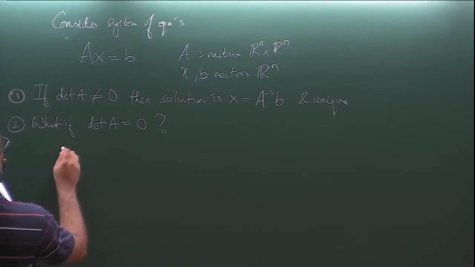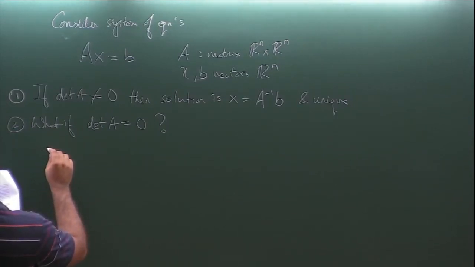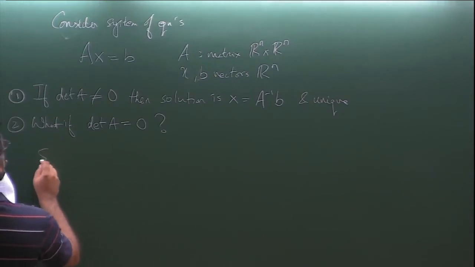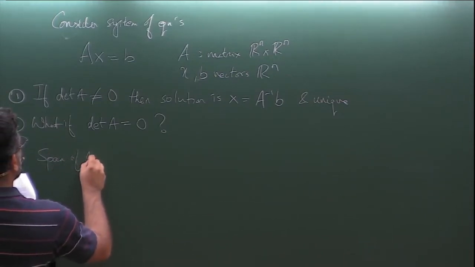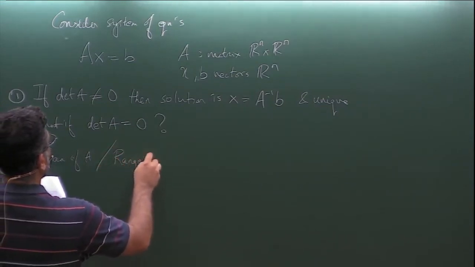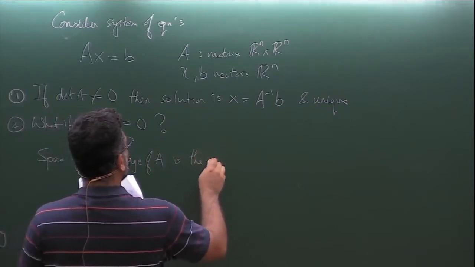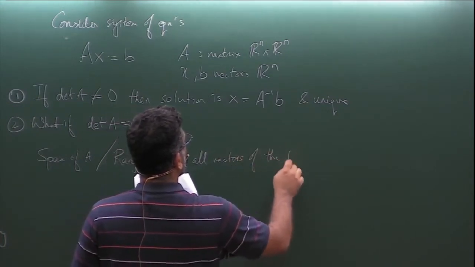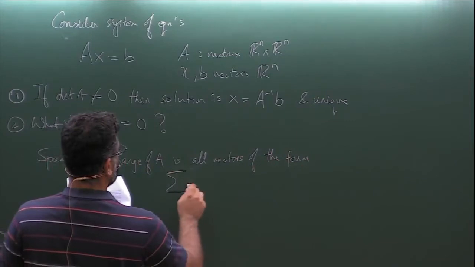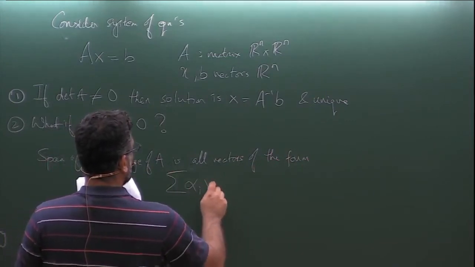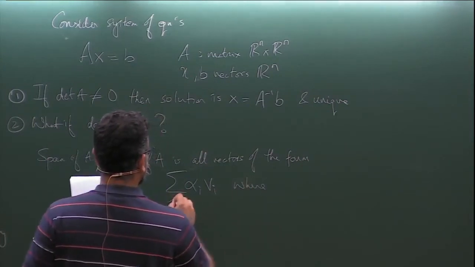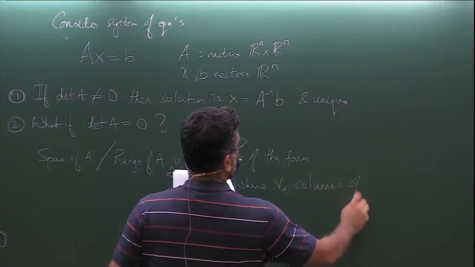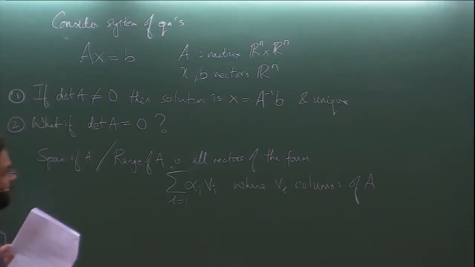A bit of a side tangent. So let's define the span of A, or you may think of it as the range of A, is all vectors of the form sum over i going from 1 to n of alpha_i v_i, where v_i are the columns of A. And alpha_i are just scalars.